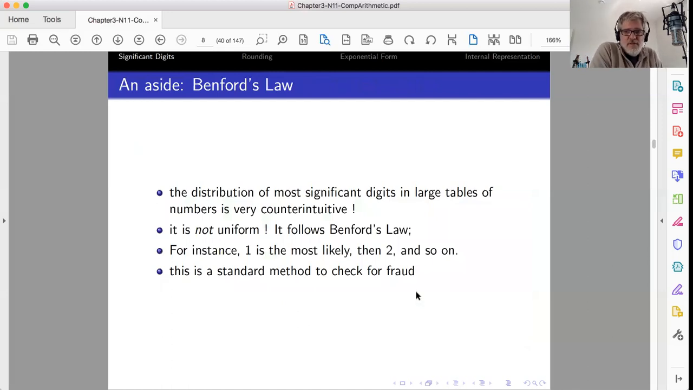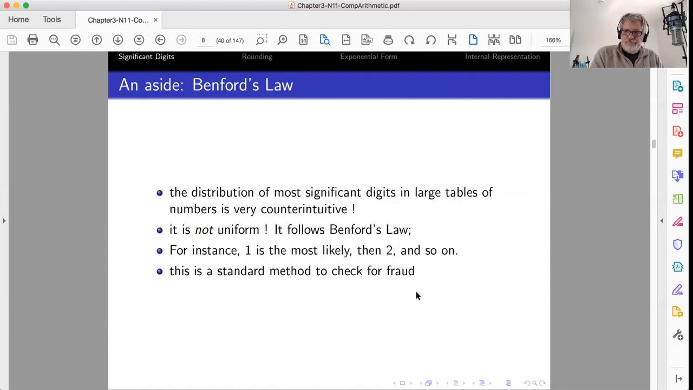Here's a little aside. There's something very interesting about significant digits in very large tables of numbers. At some point, somebody noticed that you would think that if you look at the most significant digit of all these numbers, it would be uniform, so that any number is as likely as any other to appear, if you have very, very large tables of some measurements or something.